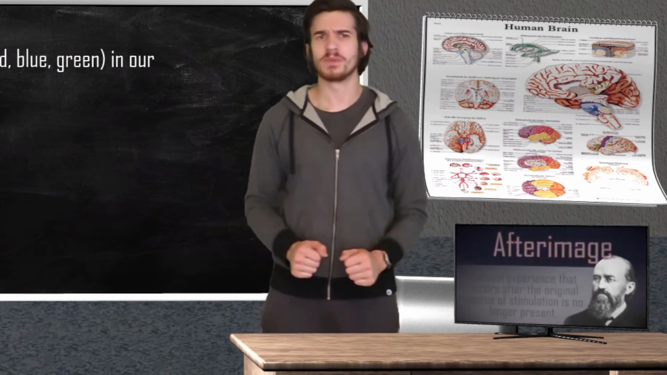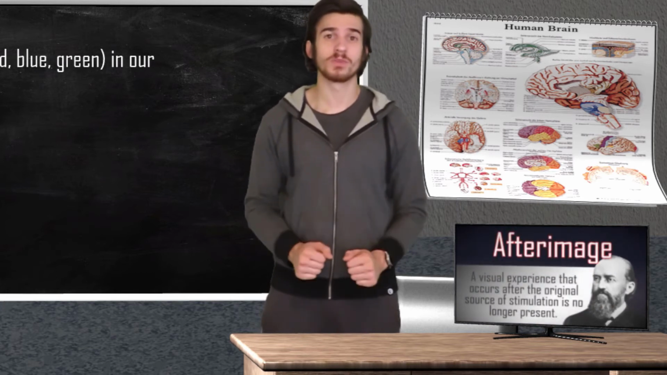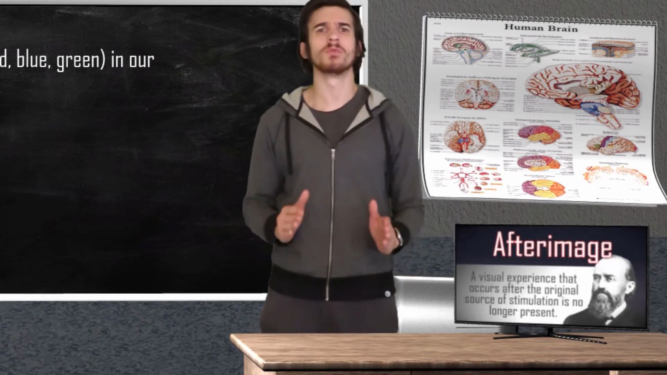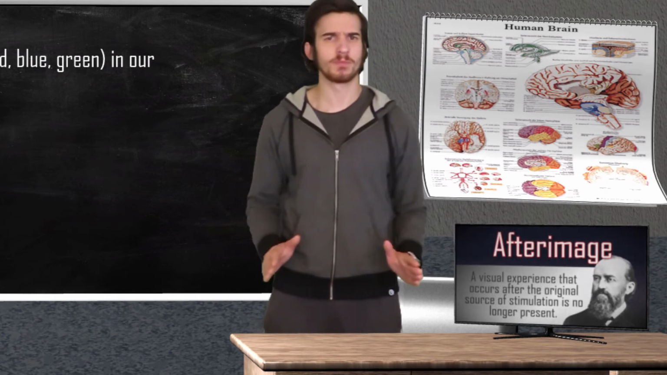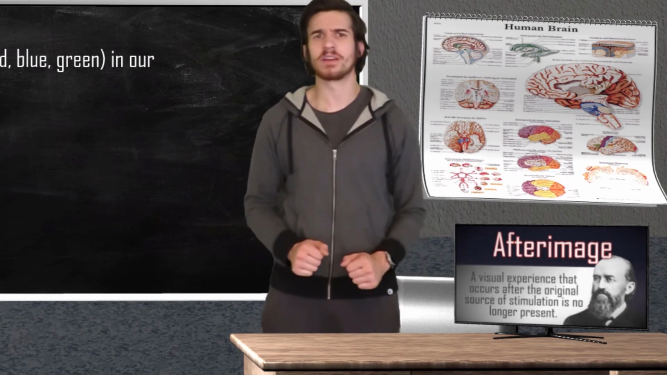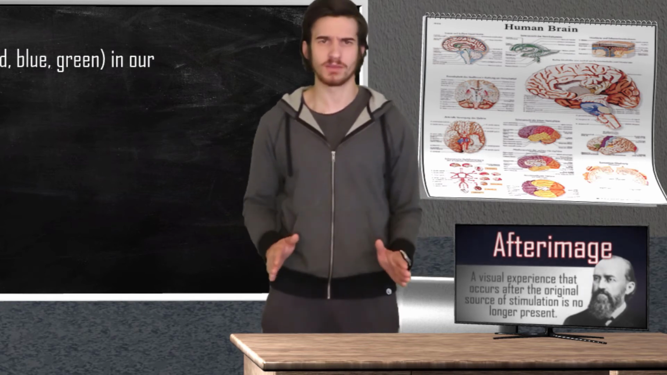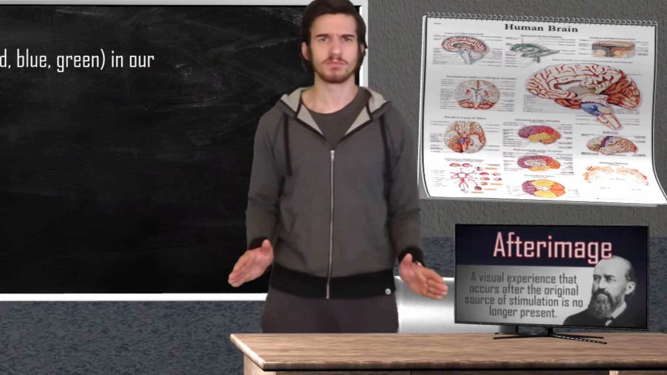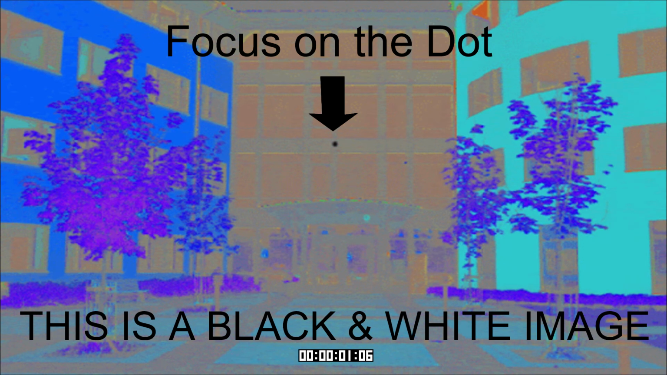Hering attempts to explain his theory by using afterimages. An afterimage is a visual experience that occurs after the original source of stimulation is no longer present. To better understand the idea of an afterimage, I'm going to run a little experiment. It's going to be a very simple experiment. All you have to do is stare at a dot on a screen for about 20 seconds. Those are your only instructions. Stare at the dot and let the magic happen. Here we go.